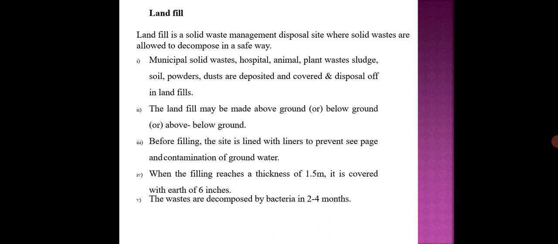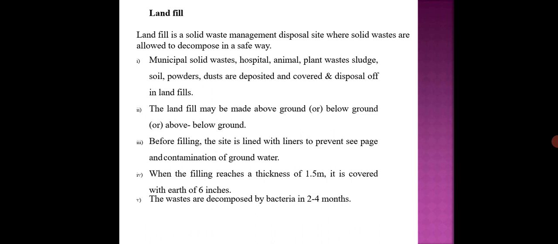After segregation, these wastes are disposed of in three ways: landfill, incineration, and compost method. The first method is landfill. A landfill is a solid waste disposal site. Here, the solid wastes are allowed to decompose in a safe way. Municipal solid waste, hospital waste, animal and plant waste, sludge, soil, powders and dust are deposited, covered and disposed of in landfills. The landfill may be constructed above ground, below ground, or partly above and below ground.